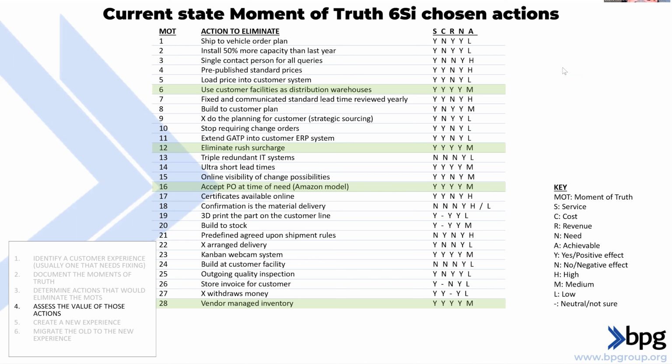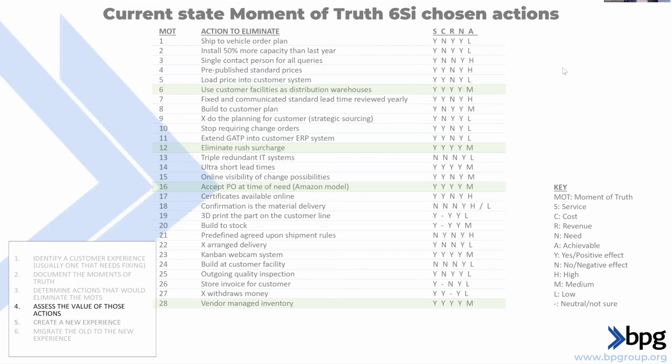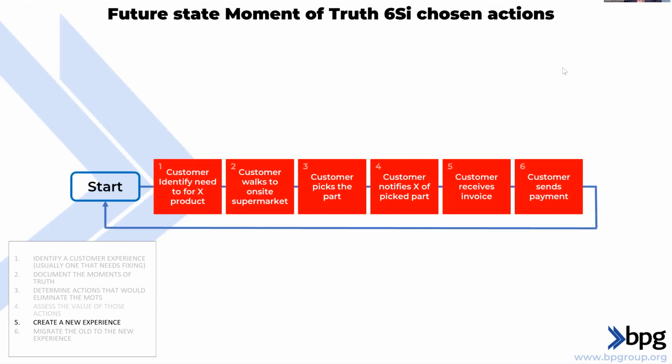So it's highly desirable. So can we craft a solution around those 4 actions to eliminate, and what would the resulting moments of truth look like for the future state? So here we have the future state, moments of truth 1 through to 6, right? Customer identifies need right the way through to customer sending payment, okay? Pretty good stuff, eh? And implementing that in a matter of 3 months. So that's create the new experience.